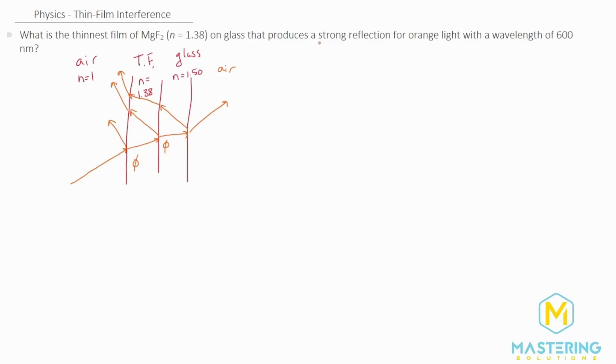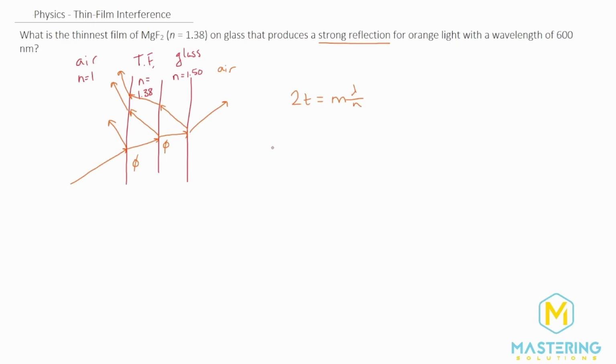And because it says here that we want a strong reflection, that means we're going to be looking for constructive interference. So since we have two phase changes and we want constructive interference, we'll be using the equation 2t is equal to m lambda over n.